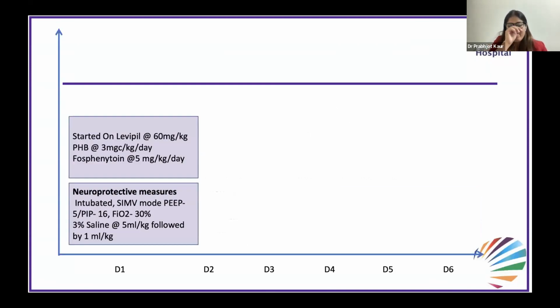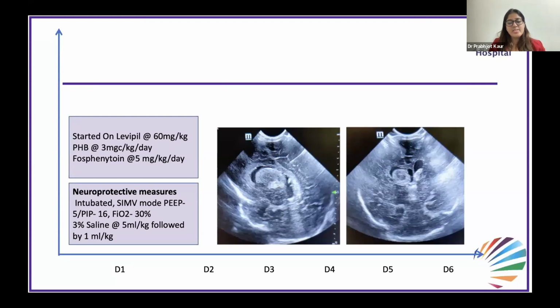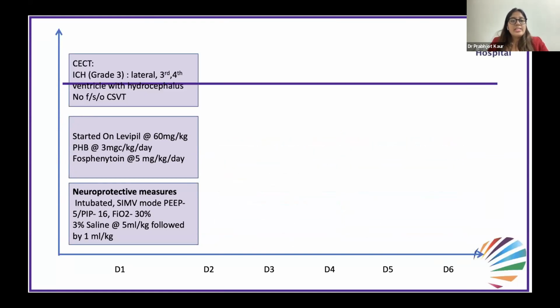When presented, this baby did not have poor respiratory efforts, but was still intubated and put on ventilation as a part of neuroprotection, started on ICP measures, and started on anti-seizure medicines. A bedside neurosonogram revealed a large bleed occupying both the lateral ventricles as well as the third ventricle. A contrast enhanced CT subsequently showed a grade 3 IVH occupying the lateral, third as well as fourth ventricles. There were signs of hydrocephalus. The main reason for the CECT was to look for any signs of CSVT, which was not present.